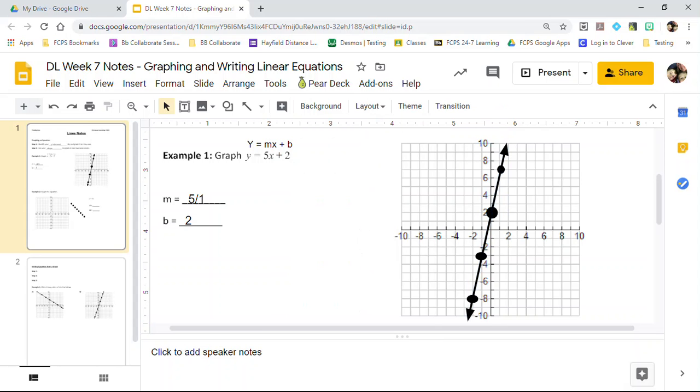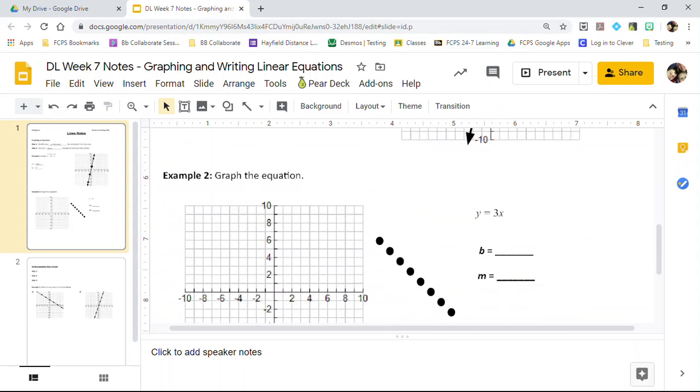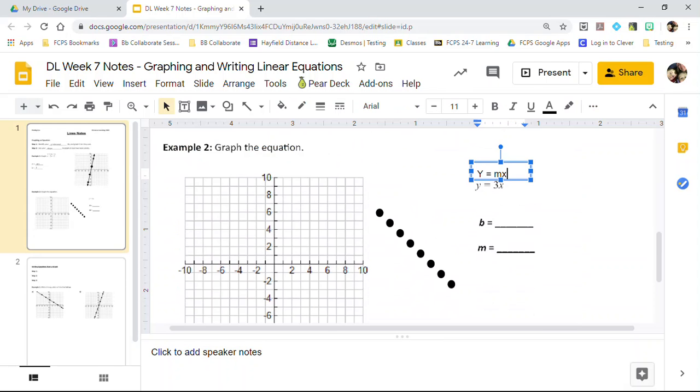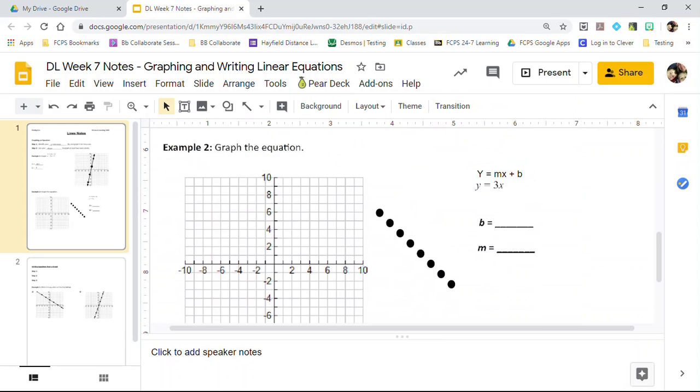We just graphed our line. All right, let's go down and check out the second example. This time we have y equals 3x. So let's not forget our y equals mx plus b. We can use this again to help us identify our slope and our y-intercept.